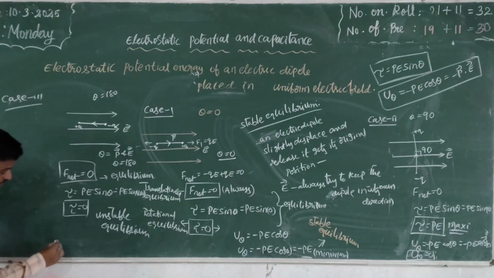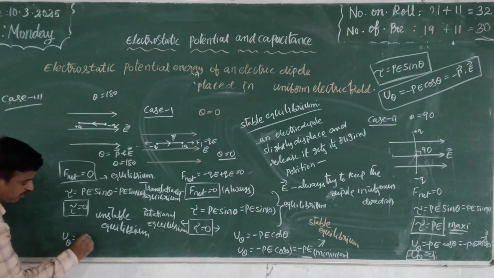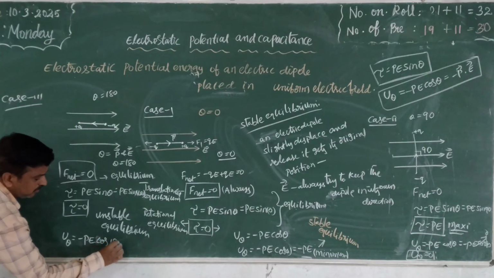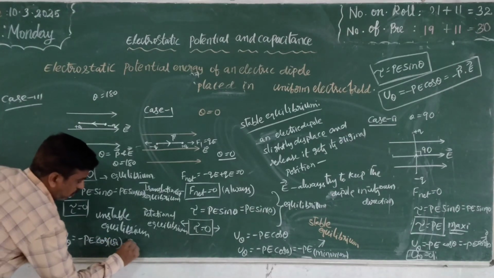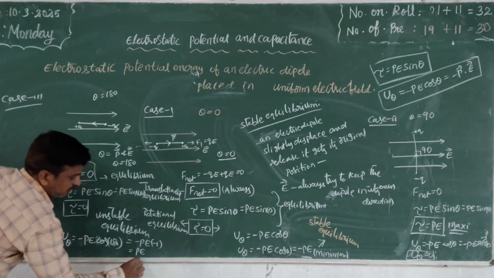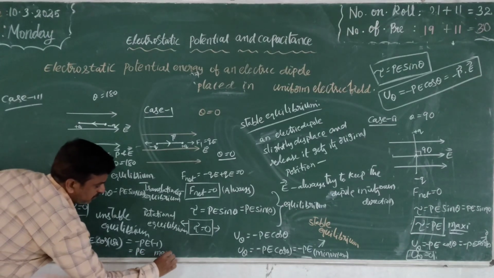In this case, what is the potential energy now? Here, minus pE cos 180. Cos 180 is minus 1. So minus pE times minus 1, minus minus gives plus pE. So it is the maximum potential energy.